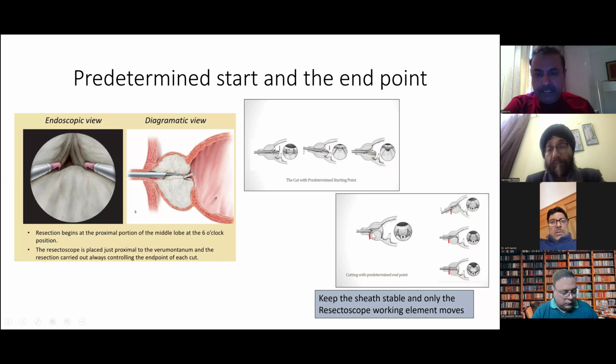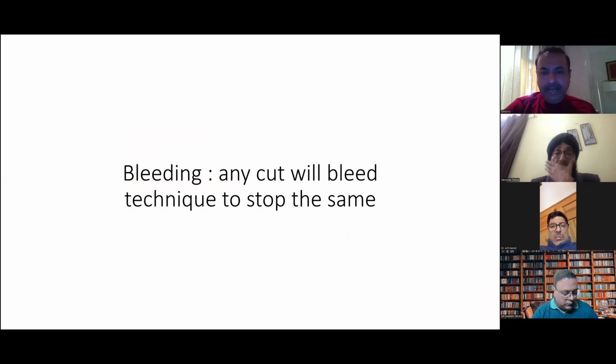So my suggestion to all the residents is, when you have been allotted a case of TURP, and when you're just going to begin, in your mind you should register which is the predetermined start and end point. It may be a small cut, not an issue. It may be a long cut, not an issue, but you should not be moving the sheath, because if you move your sheath much, then you will be in trouble. Otherwise not. Bleeding, any cut will bleed.